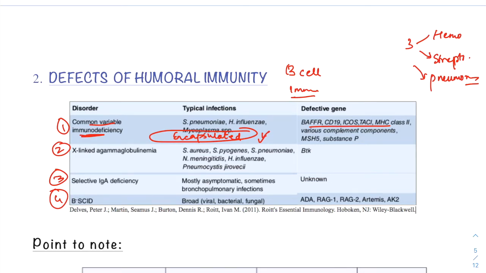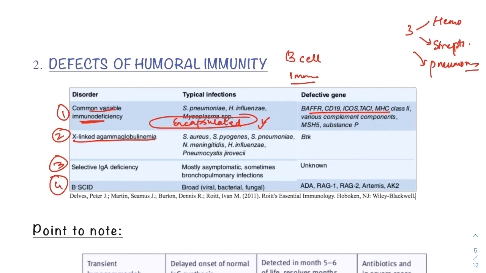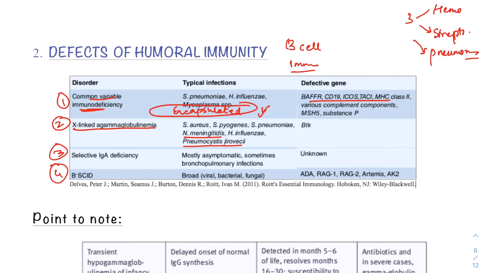Next is the X-linked agammaglobulinemia, in which all the immunoglobulin types are deficient, and as mentioned, they can cause infection by encapsulated bacteria, as well as infections with Neisseria meningitidis and opportunistic infections with Pneumocystis jirovecii, etc. Third is selective IgA deficiency, in which only IgA is deficient and the protective mucosal barrier is defective.